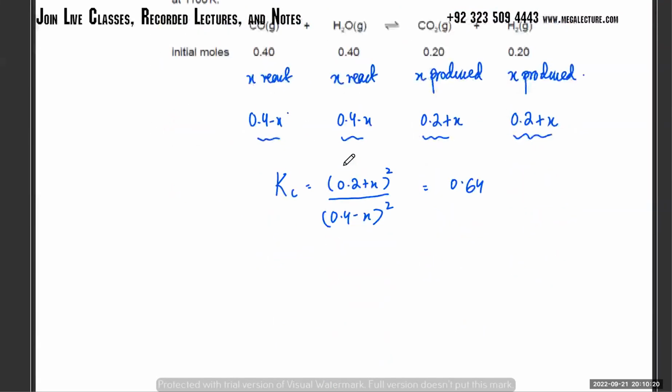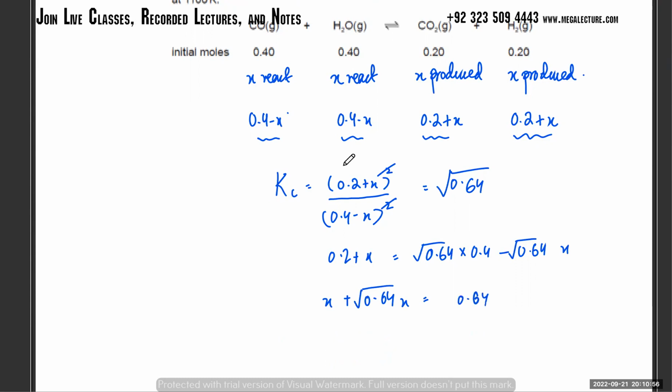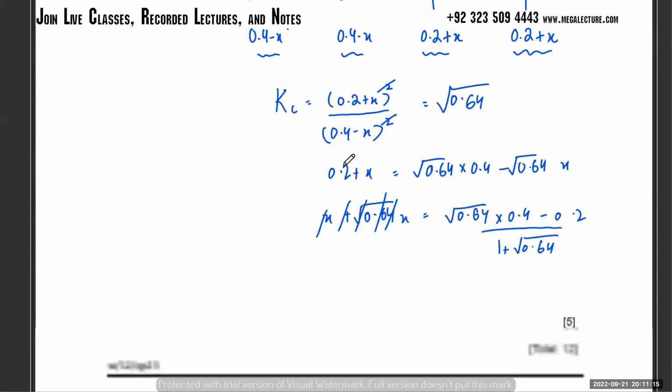You'll take the root of this, so the square will go away, and it's going to be 0.2 plus X is equal to root 0.64 multiplied by 0.4, minus root 0.64 multiplied by X. If you bring all the X together, that's going to be X plus root 0.64 times X on the left side. And if I take everything else to the other side, it's going to be root 0.64 times 0.4 minus 0.2. And this thing will get divided by 1 plus root 0.64. So that is going to be your value of X. That's the first value of X.